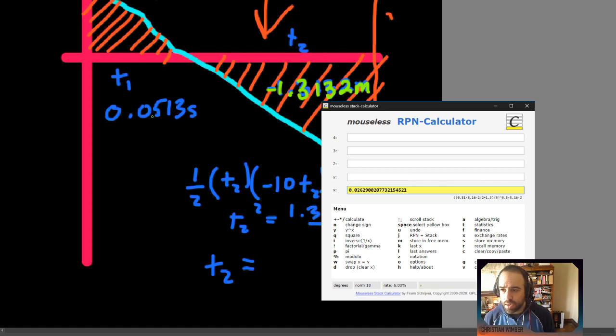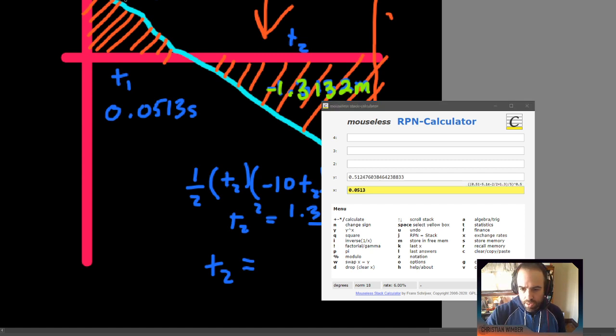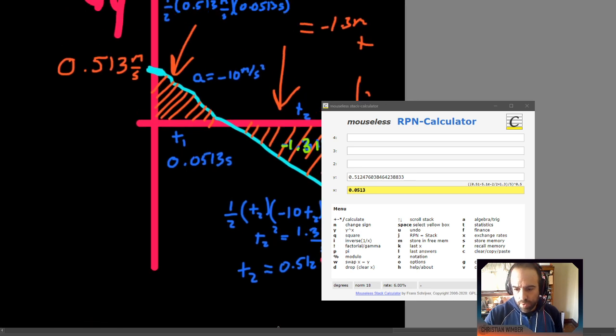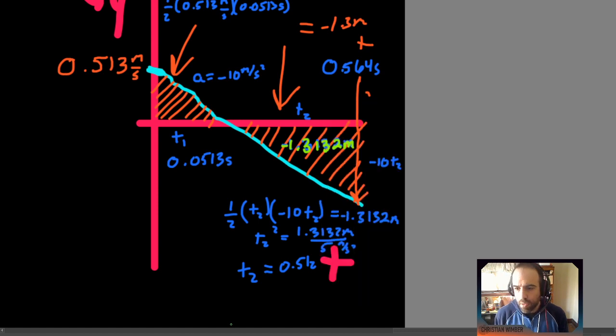So let's go back. If it's in the air here for 0.512, that means the total time from beginning to end must be 0.5634. So I remember to turn off my calculator. Good job.